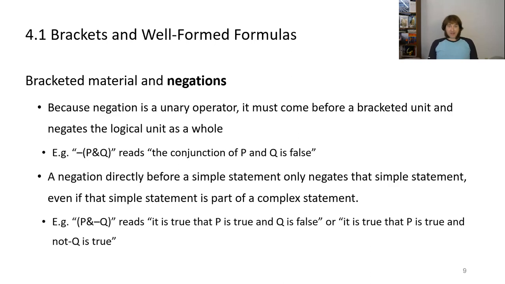So we can have this, right? Having inside of the brackets, P and not Q reads, it is true that P is true and Q is false. Or we could also say, and not Q is true, right? Saying not Q is true or saying Q is false, it's the same thing. It's logically equivalent, right? So you can have the negation inside of the brackets if it's following the rules and it's applying to, say, a single simple statement.